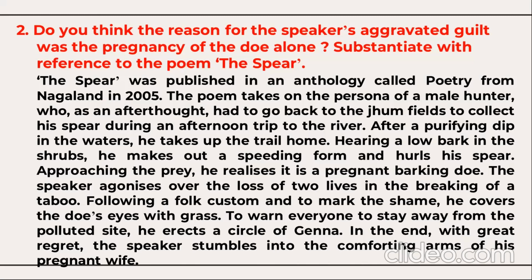Doe means a female deer. The speaker agonizes over the loss of two lives in the breaking of a taboo, obviously the doe as well as its child. Following a folk custom and to mark the shame, he covers the doe's eyes with grass. To warn everyone to stay away from the polluted site, he erects a circle of jena. In the end, with great regret, the speaker stumbles into the confronting arms of his pregnant wife.